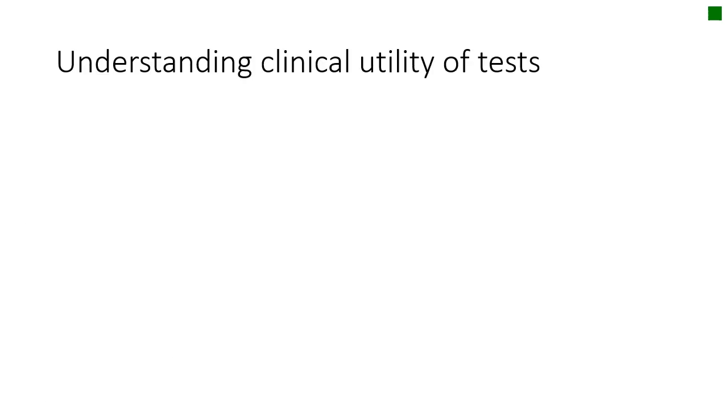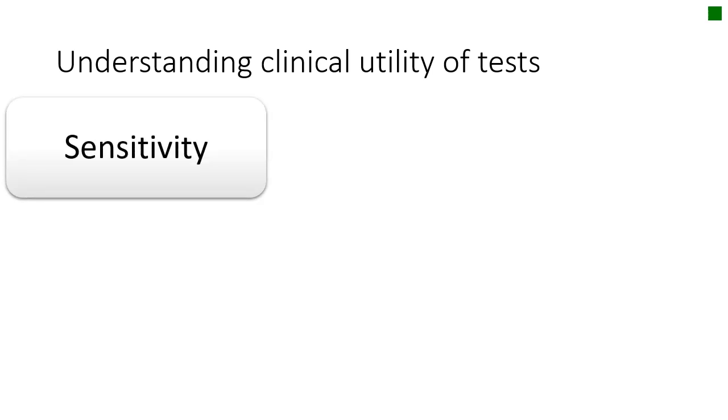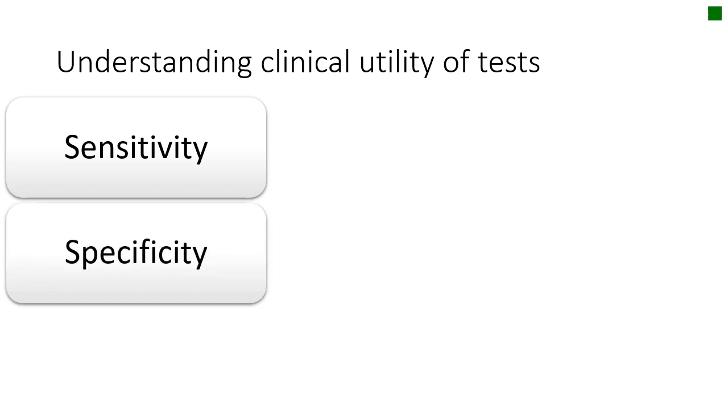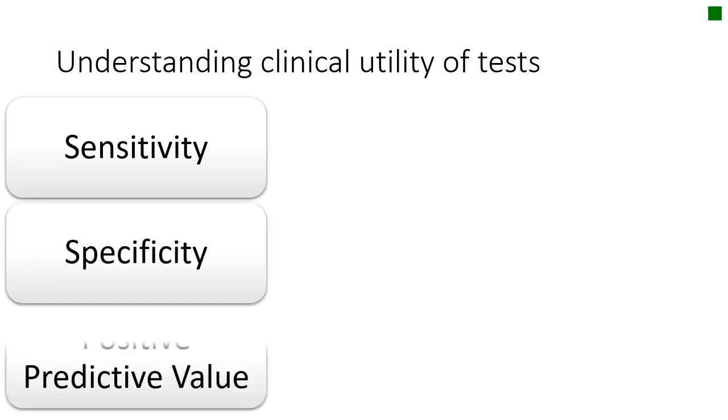Another thing which is very important and we must understand as homeopaths is the clinical utility of these tests. What exactly do these tests mean and how far can we rely on them before we stick a label of the disease to that particular condition? So there are 3 terms we are going to talk about. One is the sensitivity of the test. The other one is the specificity of the test. And the third term is the positive predictive value.